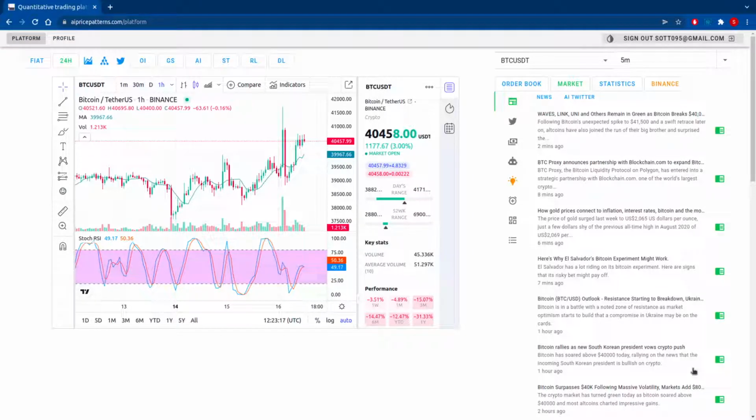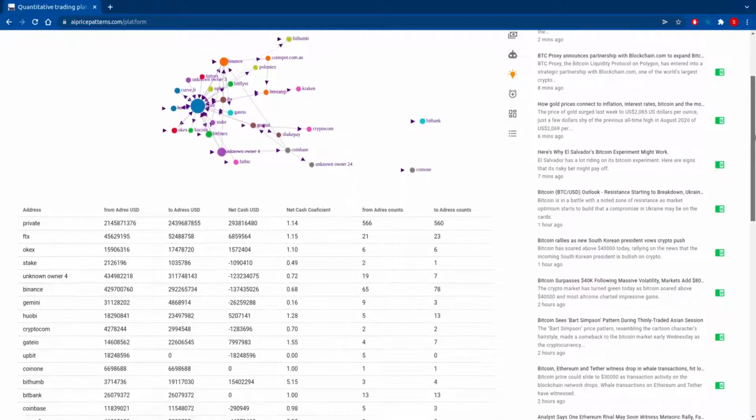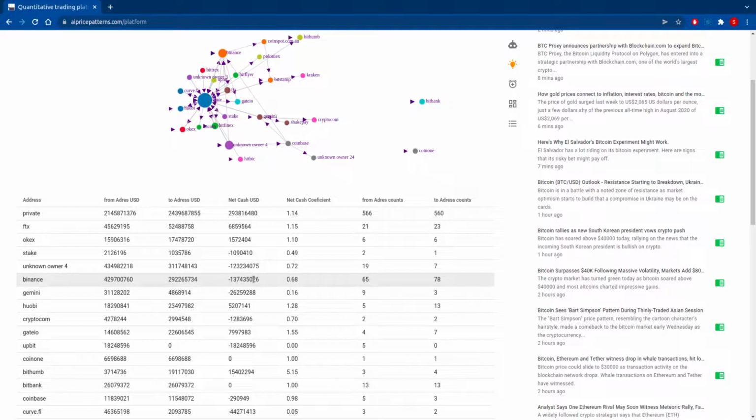Hello guys, let's talk about Bitcoin and trading problems. Let's click on the graph of Bitcoin transactions to understand what is happening at the current moment. I'm looking at Binance, and I'm looking at net cash USDT, which is negative with a coefficient of 0.68. It means we have some overdraft of money from exchange to private. This is some distribution. Okay, what is this distribution?